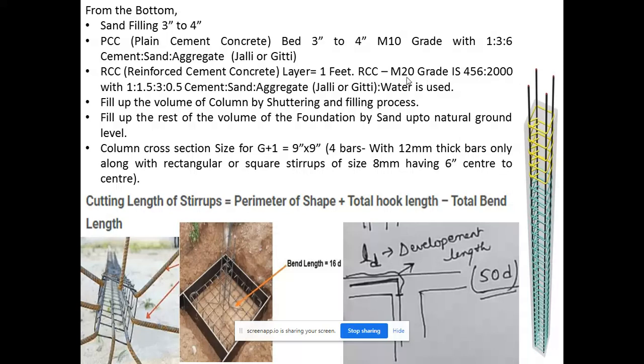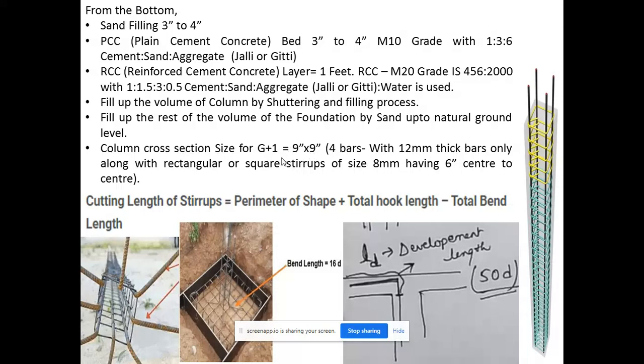about M20 grade, RCC of M20 grade as per IS 456-2000, with 1:1.5:3 of cement, sand and aggregate, and 0.5 water. Afterwards, fill up the other parts of the volume until the natural ground level with sand, and the mentioned previous volume for RCC with the help of shuttering and filling process. As I told you, fill up the respective volume of the foundation with sand up to the natural ground level.